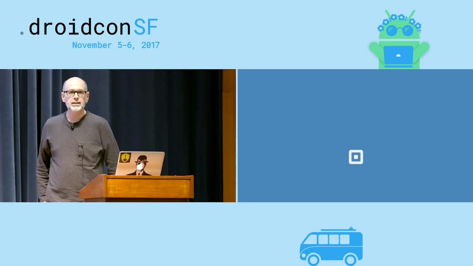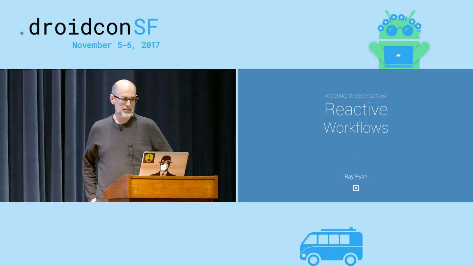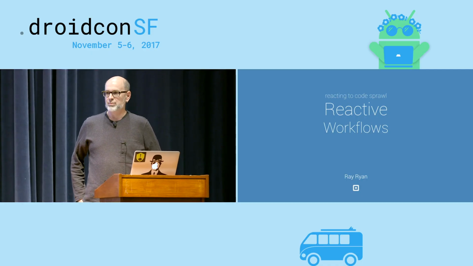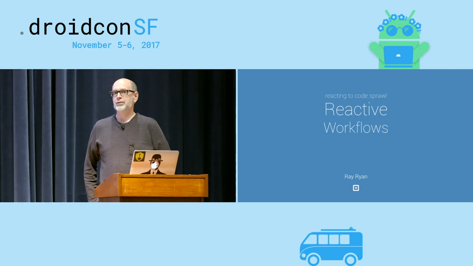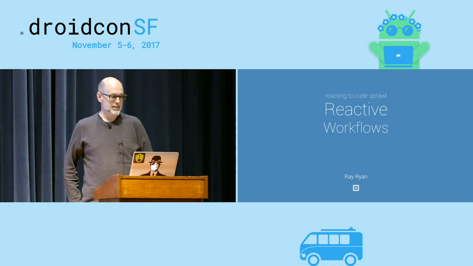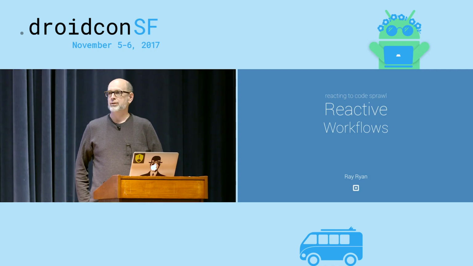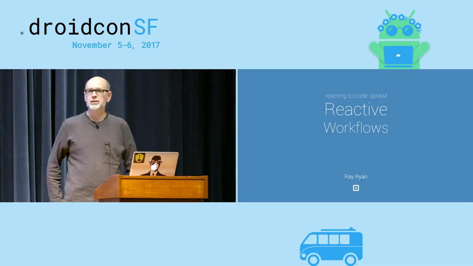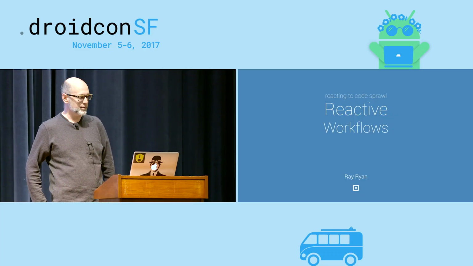I'm with Square, and I'm going to talk to you today about some changes we've been making to our flagship app, which this month we're calling Square Point of Sale. It's starting to creak under its own weight, and in particular, a pattern that we have found, kind of a variation on MVP that we, or at least I, call Reactive Workflows.